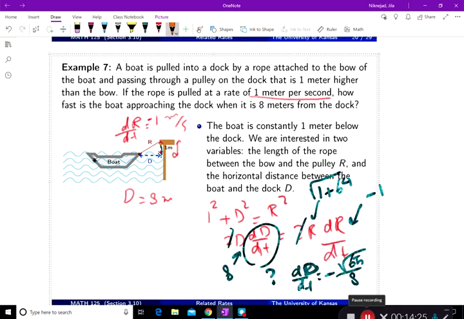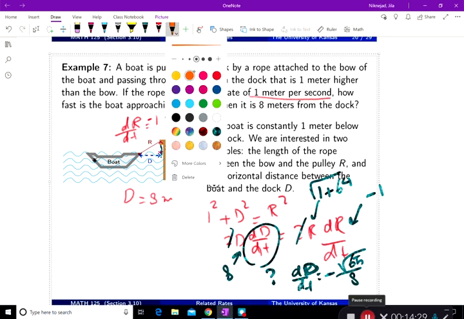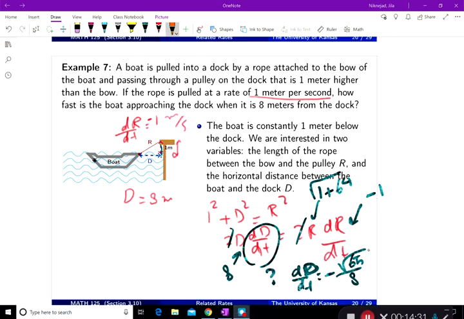which is approximately, this is going to be equal to -1.008 meters per second.